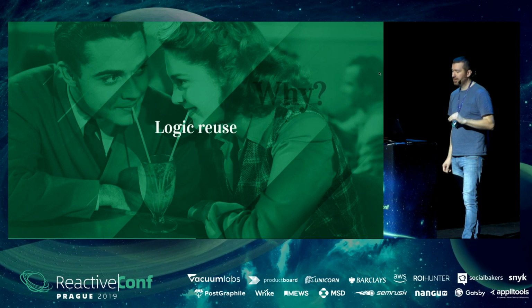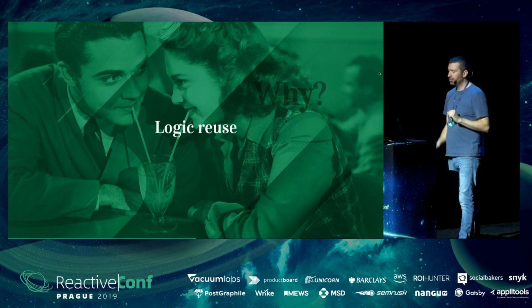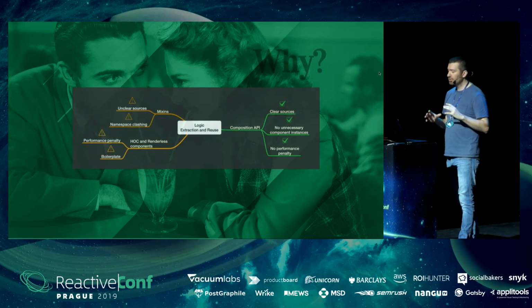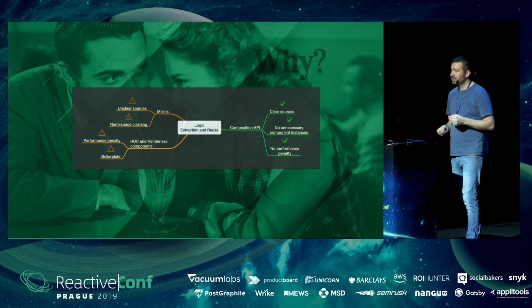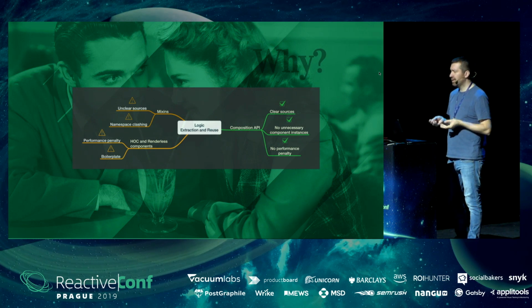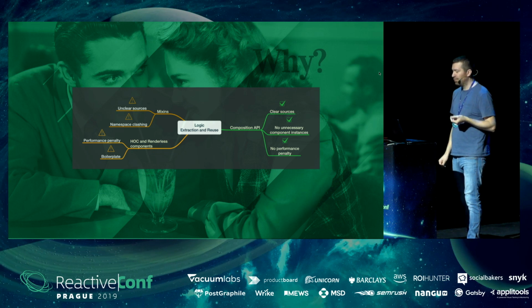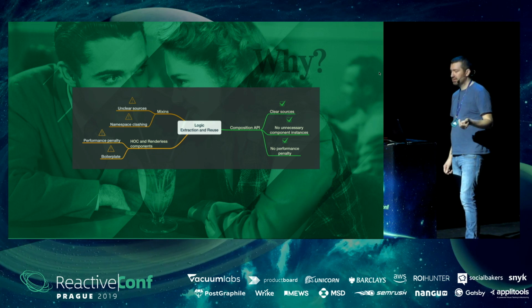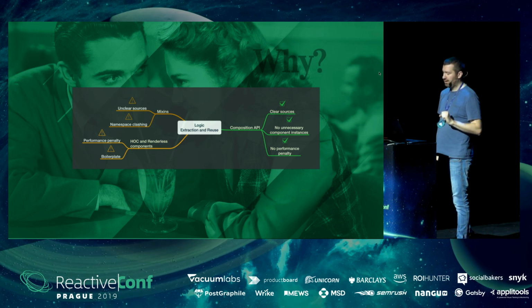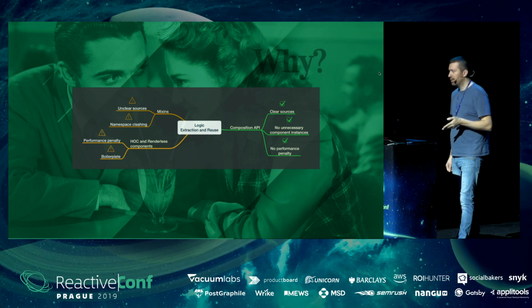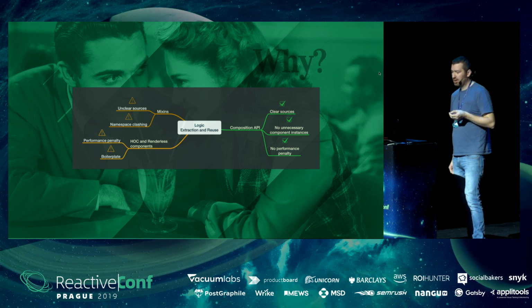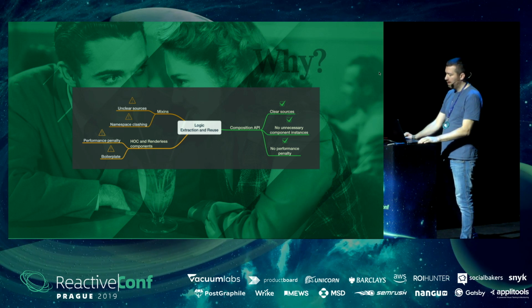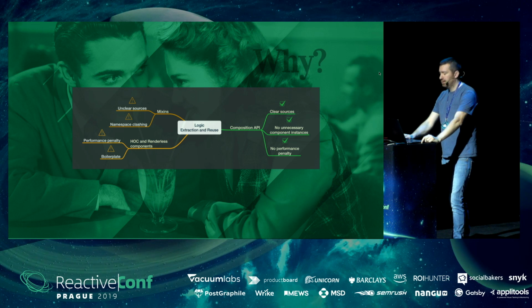And the next is logic reuse. If you want to share some logic, you can't easily extract that logic into a separate component. You can use mixins or higher order components, and these have some problems, mainly with mixins, where refactoring becomes really painful. Composition API solves most of these problems.